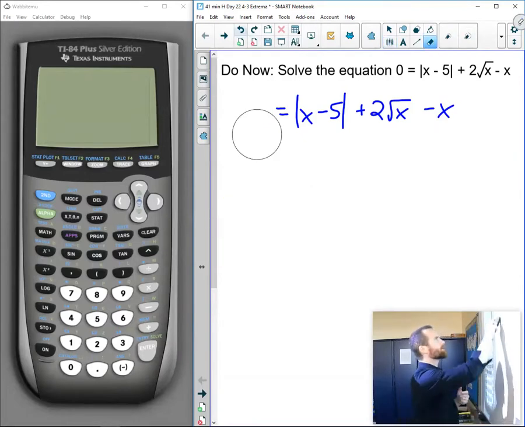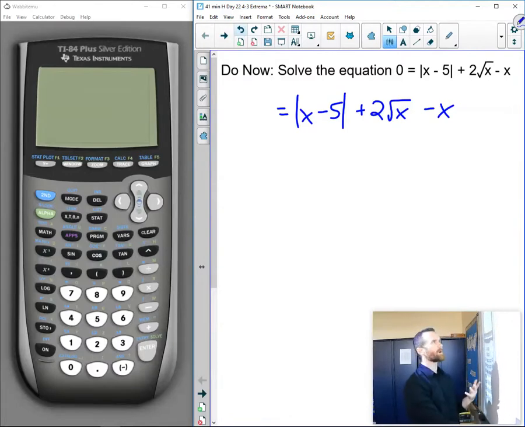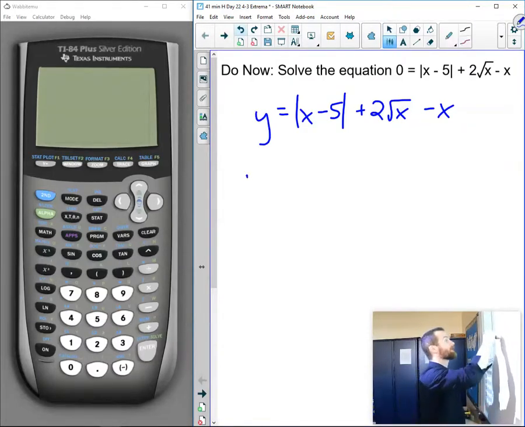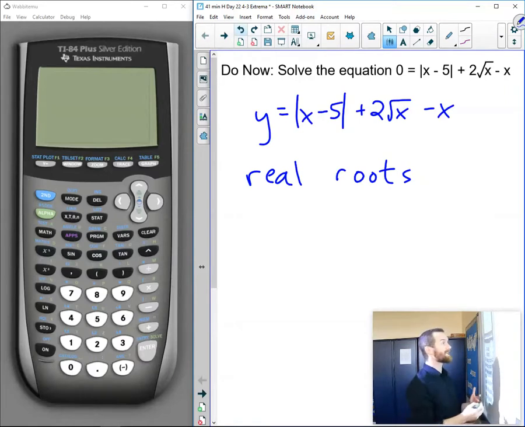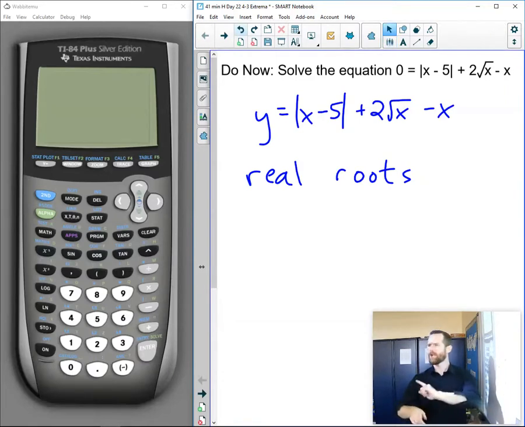And to solve something with a graphing calculator, we just rewrite the 0 as a y. We turn it into a function, and then we find the real roots. Hopefully we remember from our last video, the real roots of a function help us find the real solutions to the equation it matches.